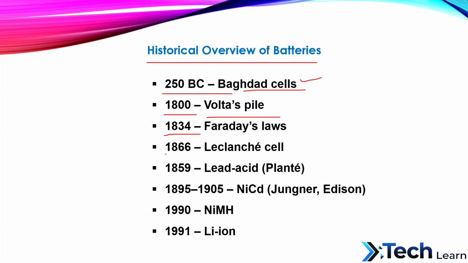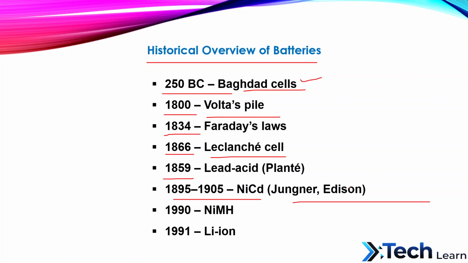In 1866, Leclanché developed the zinc carbon battery, which is still used today in primary batteries. In 1859, Planté invented the rechargeable lead acid battery. Later, nickel cadmium batteries were developed by Jungner and Edison.